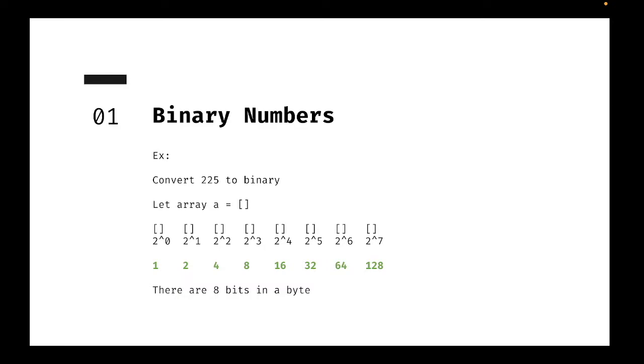Let's take this example here. So we'll have to convert the number 225 to binary. So before I begin, we usually count in base 10, and binary is a base 2 number system. You can see here, I have this array here, array A, and I have these indices. And if you've taken a computer science course before, you know that the first index of an array has a subscript of 0 and so forth.